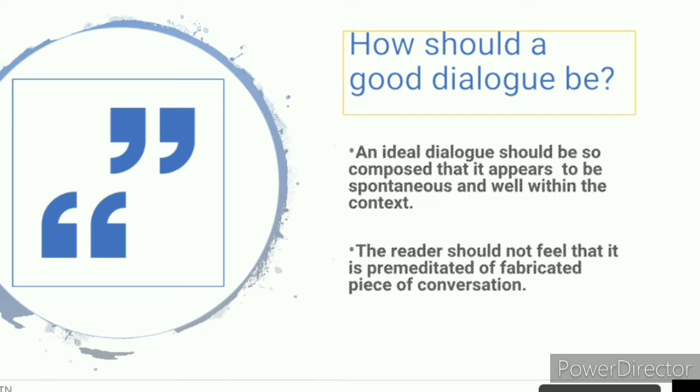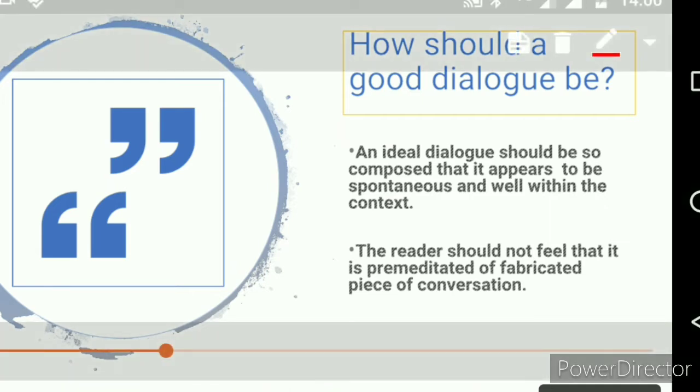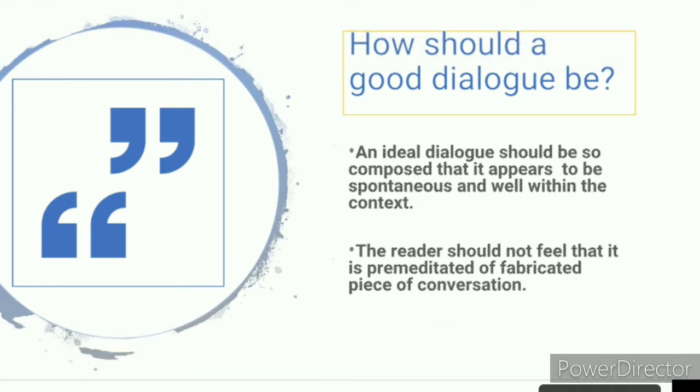How should a good dialogue be? Ideally, a dialogue should be so composed that it appears to be spontaneous. By spontaneous, we mean that it is not fabricated, it is not made. It should not appear as if somebody is trying to make it very artificially, and it should be well within the context. The reader should not feel that it is a premeditated or fabricated piece of conversation. That is what I told you. It should not be an artificial kind of thing.